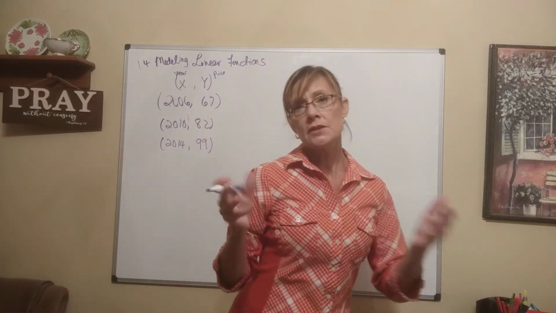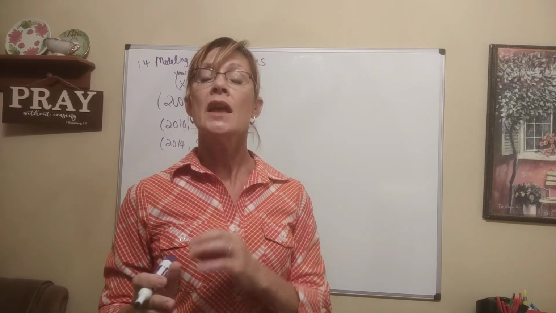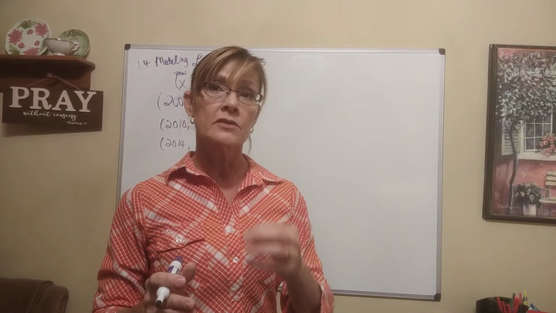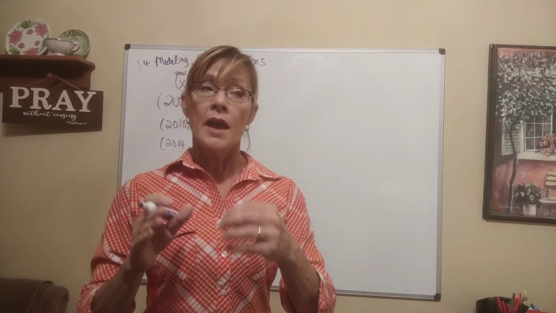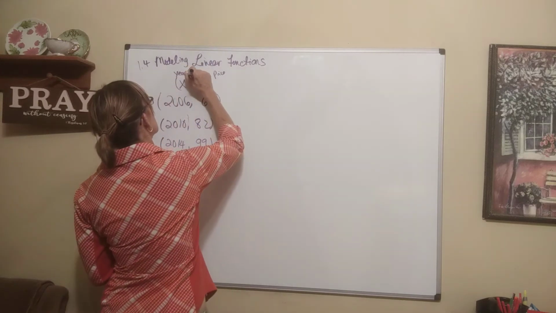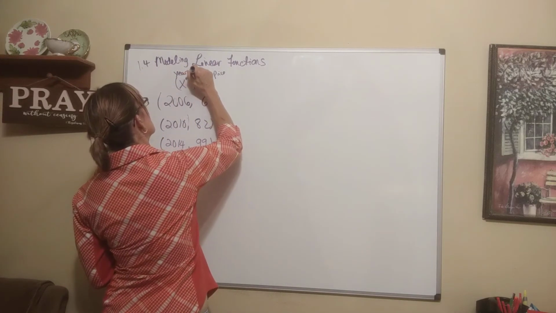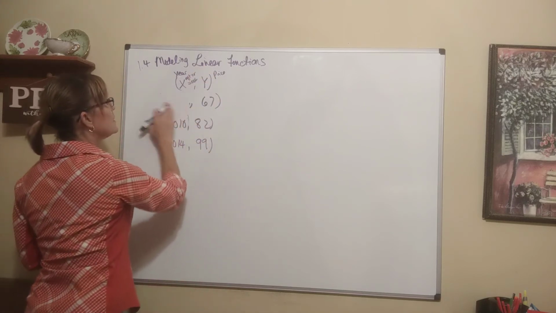Okay, so let us talk about normalizing our data. When we first started taking this data, 2006 was our first year, so we're going to normalize this. So when X is 0, that's going to be our starting year. So 0 stands for 2006, and so X means the number of years after 2006. So we are going to normalize this data.